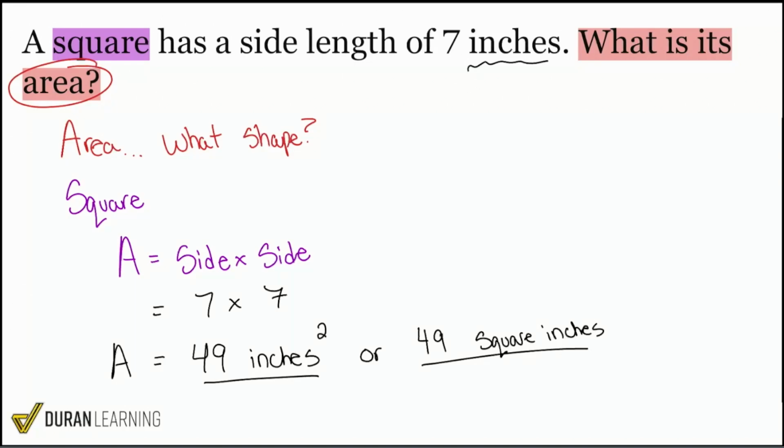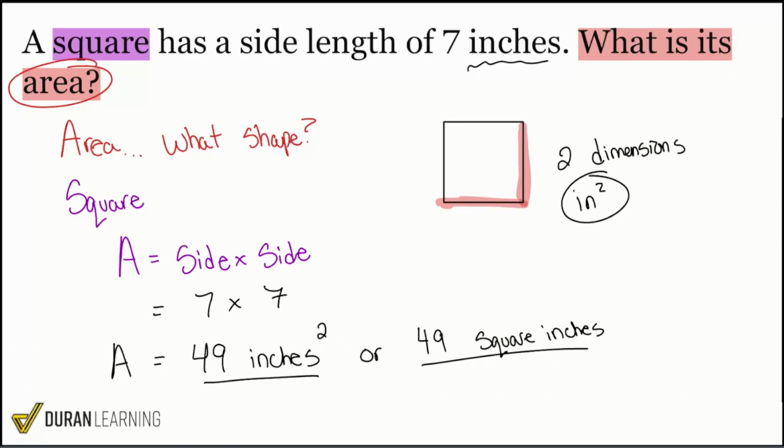But remember, when it comes to area, we are dealing in 2 dimensions. We are multiplying this by this, so it's 2 dimensions. 2 dimensions, and that's why we have it as square inches.